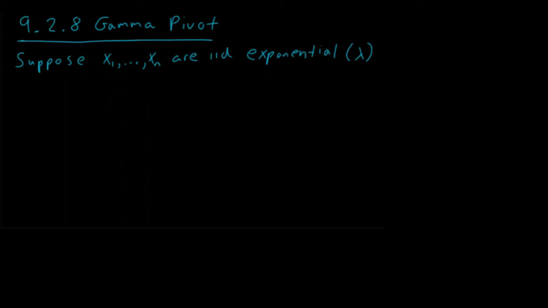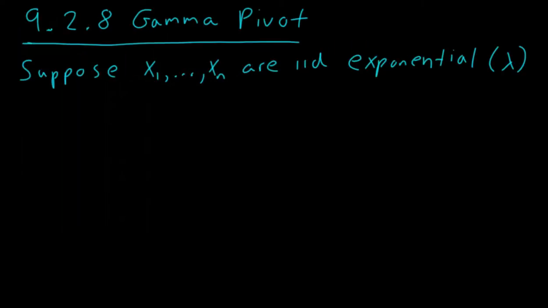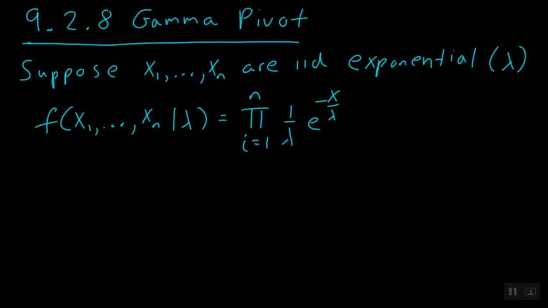Suppose that we are given some X1 through Xn, which is an independent and identically distributed set of random variables following an exponential distribution with mean lambda. Then what we can say is that f of x1 through xn with parameter lambda is equal to the product from i equals 1 to n of 1 over lambda e to the negative x over lambda, our population PDF.